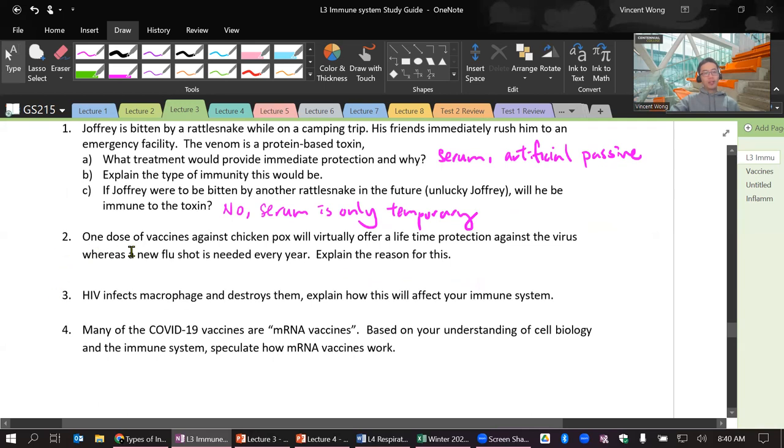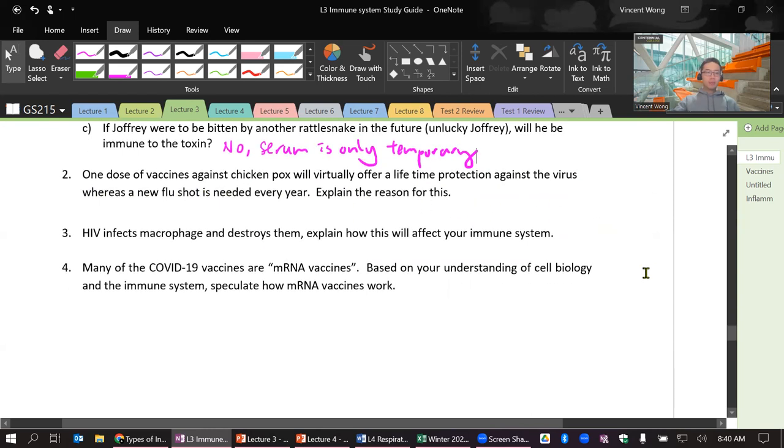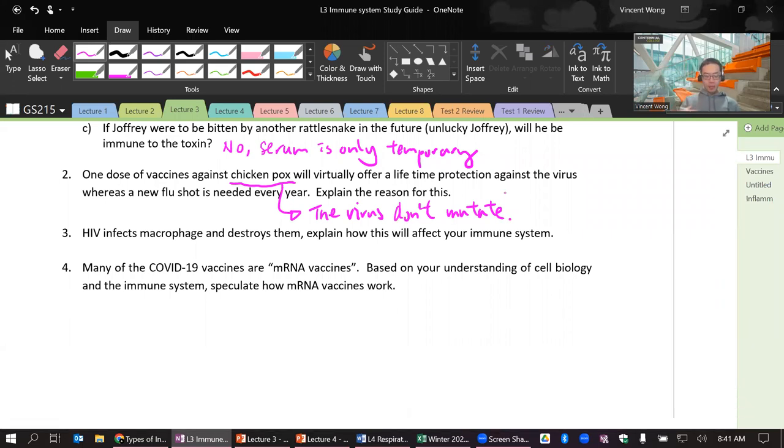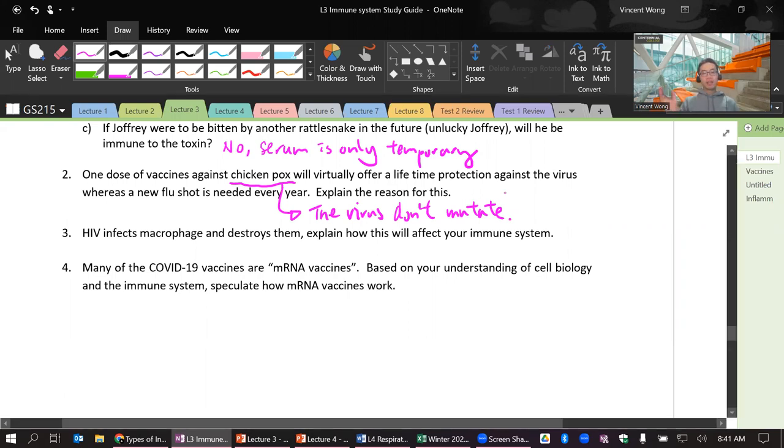Anyway, this is number two. One dose of vaccine against chickenpox will virtually offer lifetime protection against the virus, whereas a new flu shot is needed every year. Explain the reason for this. The key reason here is that the virus that causes chickenpox doesn't mutate. It's the same virus for as long as we know it. So if you get a vaccine, your body creates the antibodies for it. When the real thing comes, you're going to be protected. You're not going to get a new strain of chickenpox that you don't have immunity against, and that's why it's lifetime protection. Now, the flu virus is actually a little bit different.